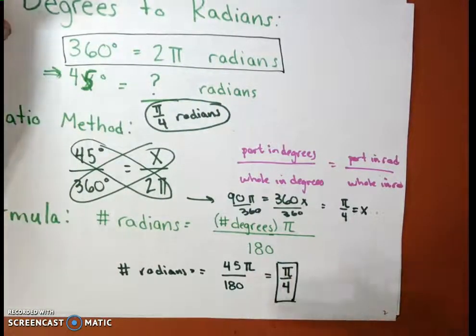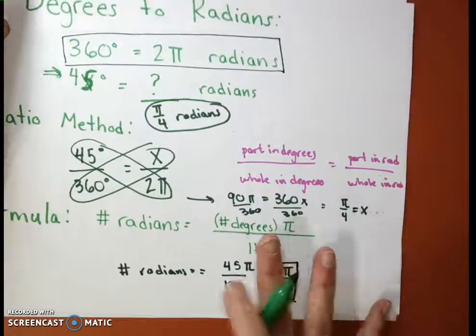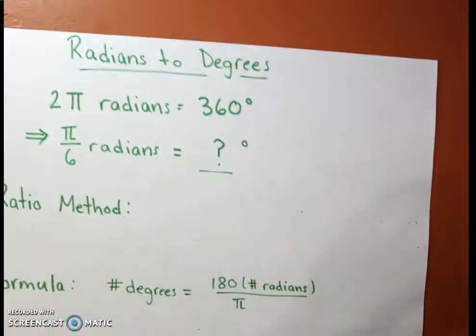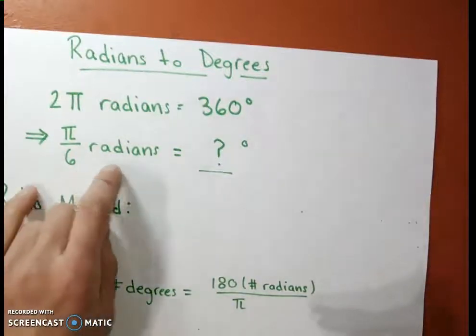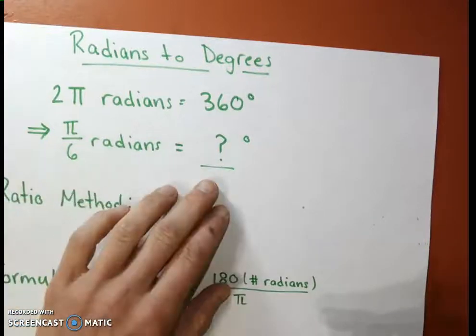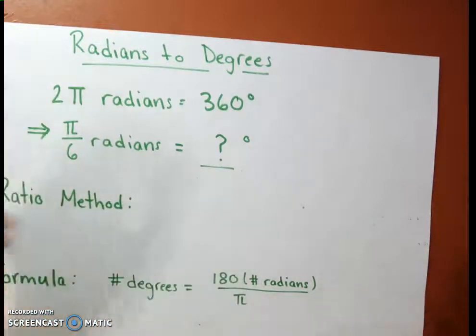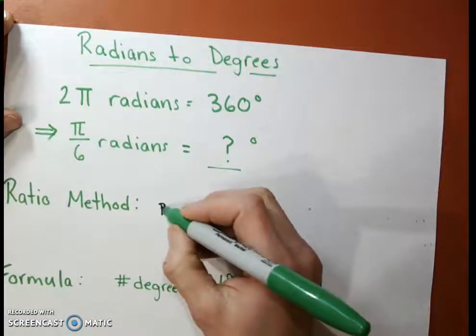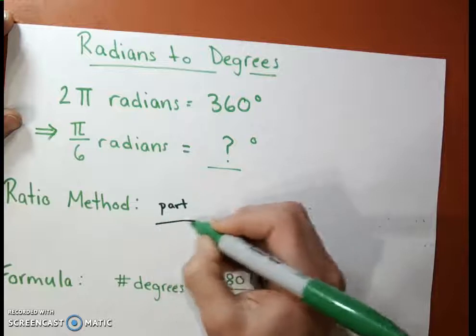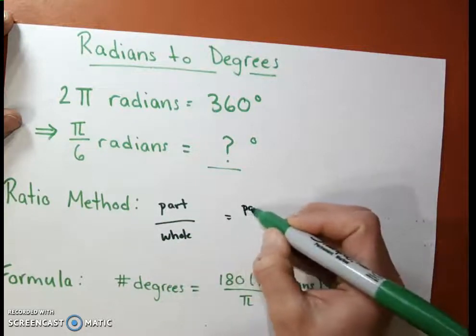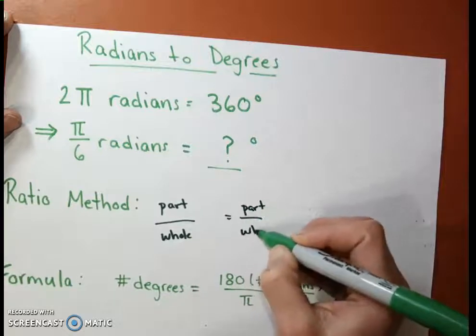Let's say we want to go back in the other direction. If I'm given radians and I want to find the number of degrees, let's say my angle measures pi over 6 radians. How many degrees is that? How big is this angle? That's what I want to know. So let's use the ratio again. So I'm going to have the part over the whole equals the part over the whole.